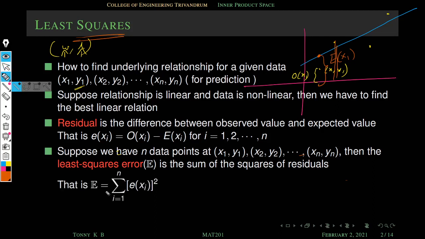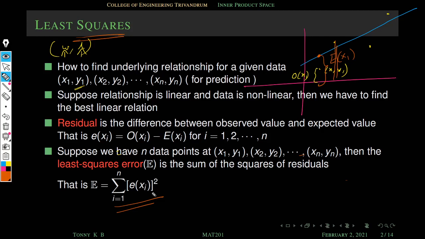Symbolically we can write our total error, or least square error, like this: sigma i equal to 1 to n, e of xi squared. This e of xi is the residual corresponding to the ith observation. You take the square and take the sum. This gives one measure of total error.